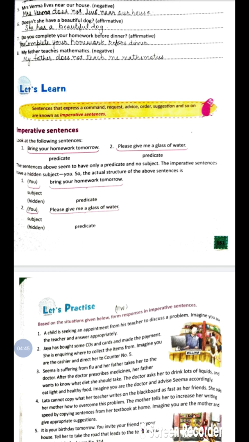And this is the predicate part also. The sentences which you have seen have only a predicate part and no subject part. Where is the subject part? The imperative sentences have a hidden subject, that is you. So the actual structure of the above sentences is, you bring your homework tomorrow. You please give me a glass of water. So you is the hidden subject over here and the rest of the sentence is the predicate part.